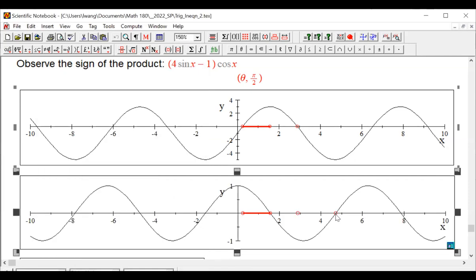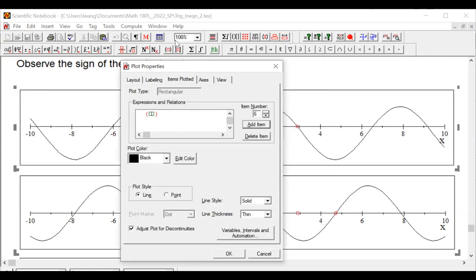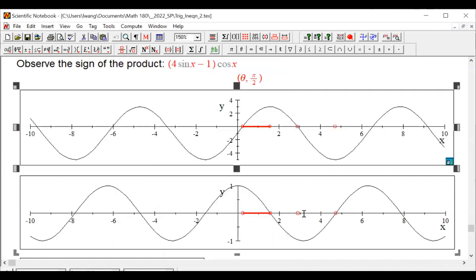This is a 3 pi over 2, so there's a 3 pi over 2 in that picture. I'm going to point it out to you, right? So 3 pi over 2, comma 0, so there's a red circle there. You see, between these two circles, the curve is negative. Negative times negative is a positive.